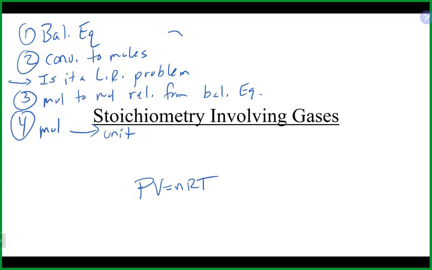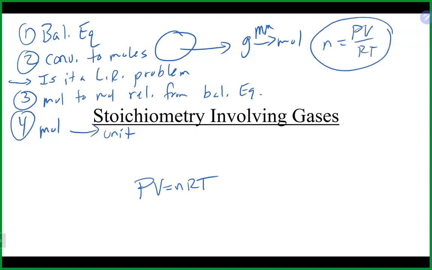You might use it up front. So instead of normally going from grams to moles using the molar mass, we may use the ideal gas law up front and solve for n, which would be PV over RT. At that point, it'll probably be very similar to a normal stoichiometry problem, and you'll continue on with your mole to mole relationship. The other more common place that you probably will use it is at the end.